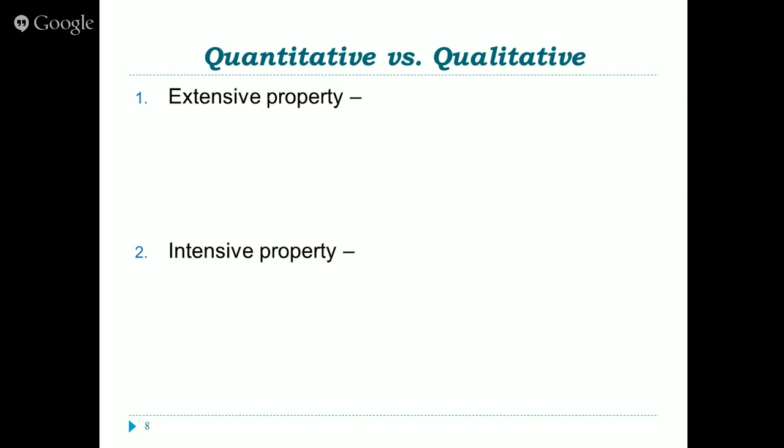Other types of properties we can study are extensive versus intensive. And we can look at this as quantitative versus qualitative. A quantitative property means quantity. We're looking at how much of something is there, which is an extensive property. How much does this extend? What is its mass? What is its volume? These are extensive properties because it depends on how much of the substance is there.